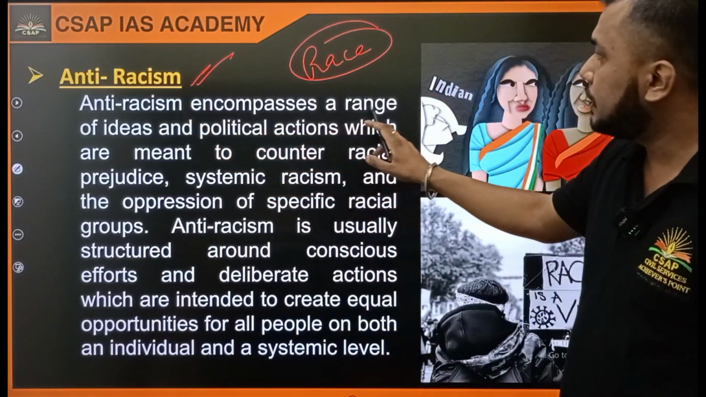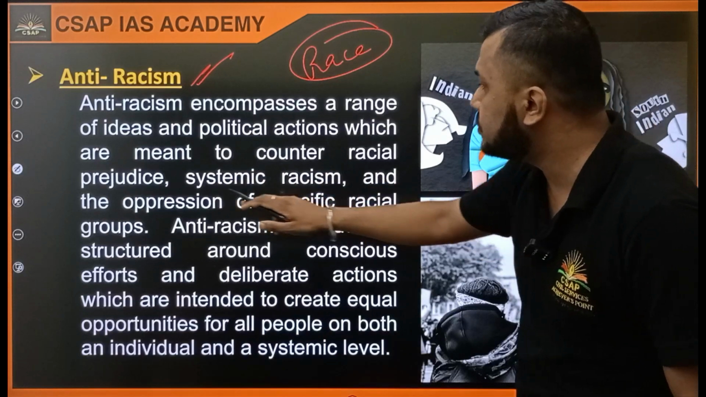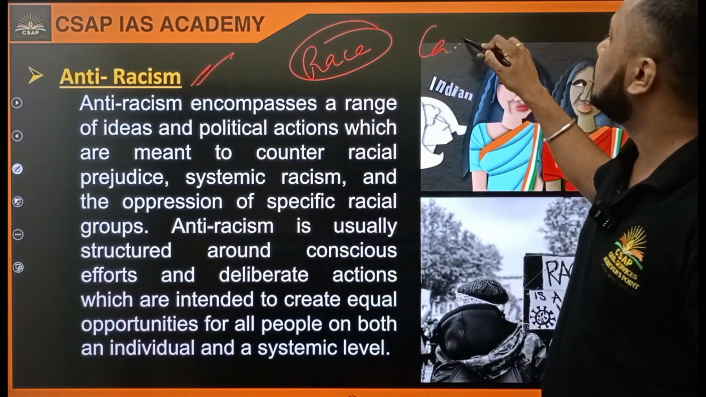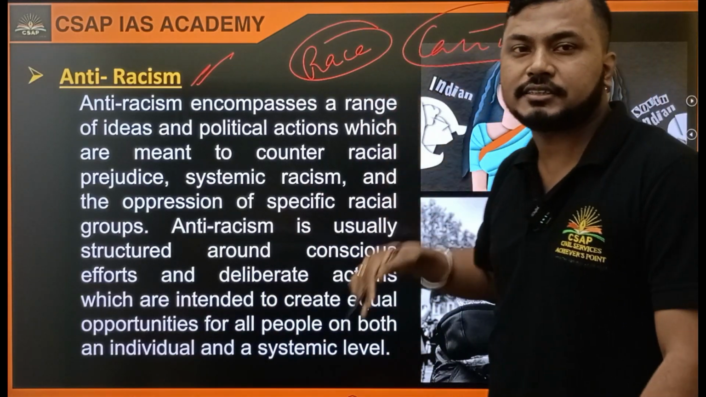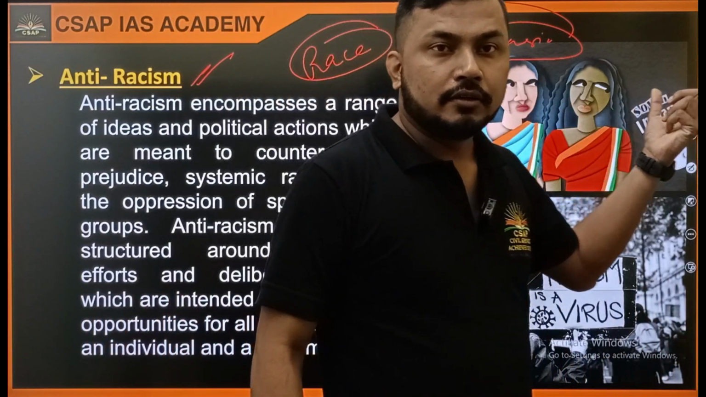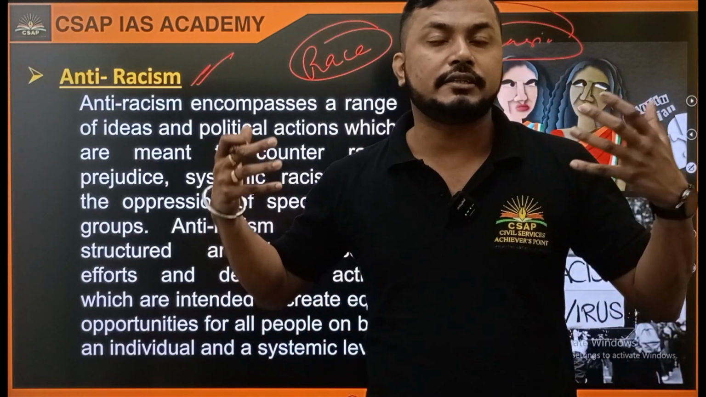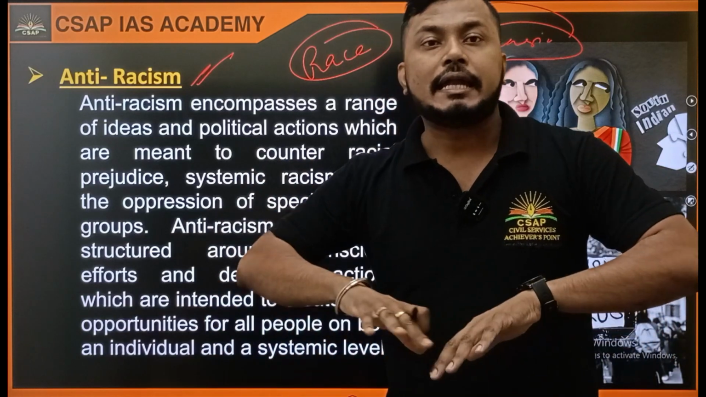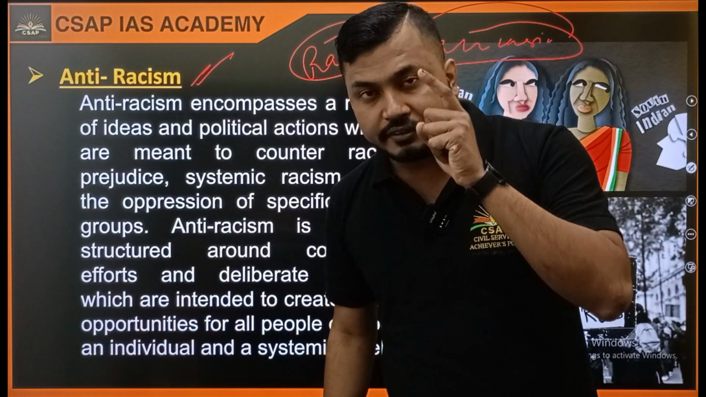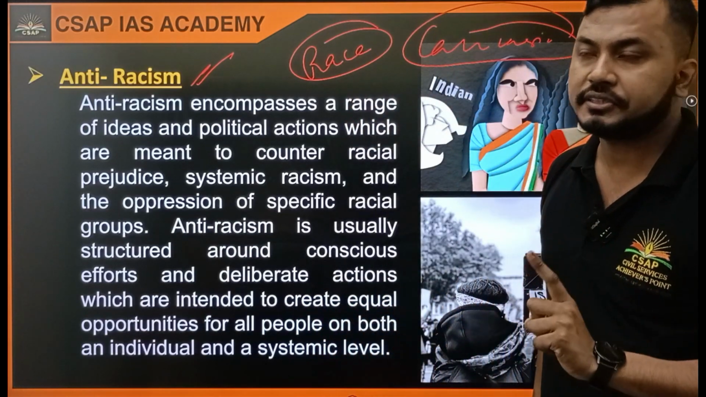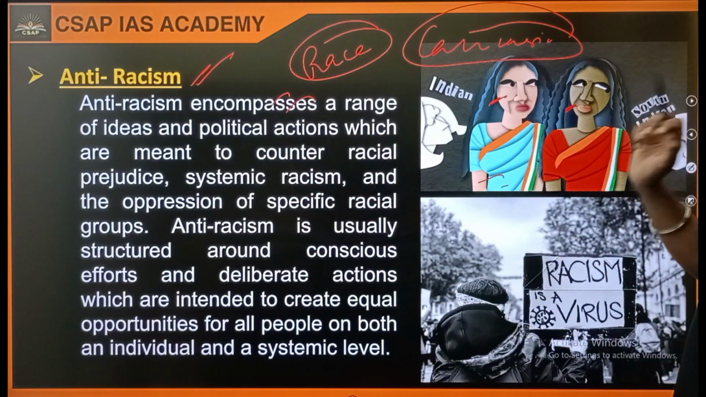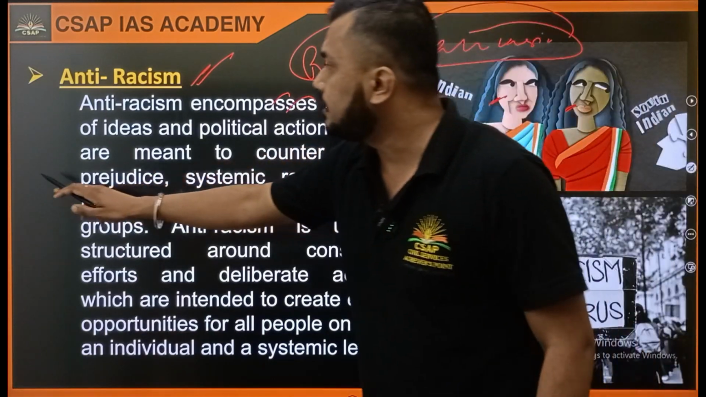So anti-racism encompasses a range of ideas and political actions which are meant to counter racial prejudice, systematic racism, and the oppression of specific racial groups. Generally, Caucasians tend to think of themselves as the superior race. Whenever someone thinks their own race is superior, they will try to discriminate against people of other races, which may be detrimental to someone from the other race. That is why we say anti-racism: somewhere it may be white, somewhere it may be black. We need to study these things in anti-racism.